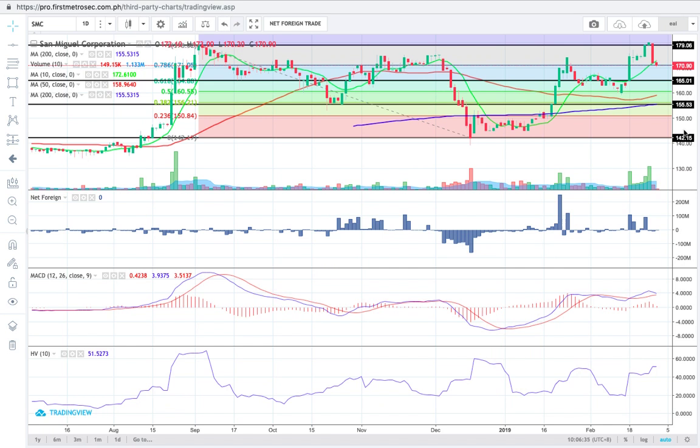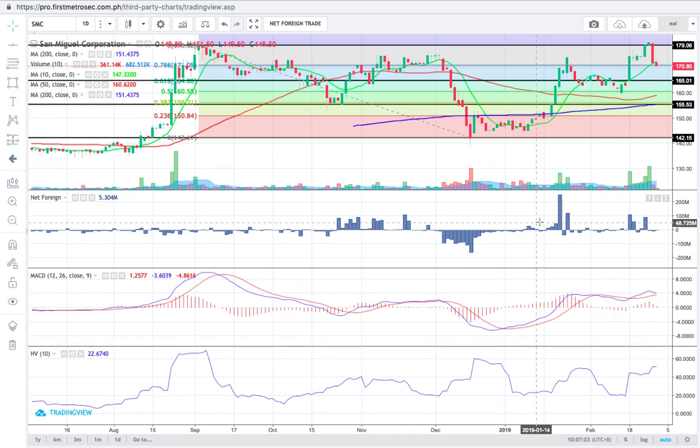If you already have a position on SMC and you managed to enter, when did we spot our confirmed buy signal on this stock? That was in January 2, after New Year, January 2, 2019. That was when the confirmed buy signal was spotted as far as my 10 SMA and MACD combo is concerned. Okay.